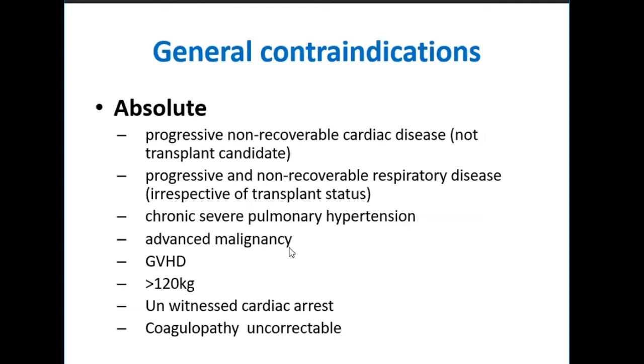Advanced malignancy, graft versus host disease, and weight more than 120 kg are also contraindications. Why have I kept weight? Because it is very difficult to cannulate this type of patient, and there are more chances that the patient will have complications. If the patient has uncorrectable coagulopathy, this type of patient also has a contraindication.